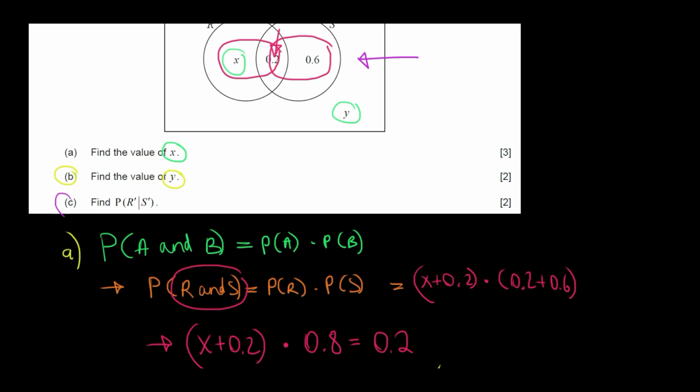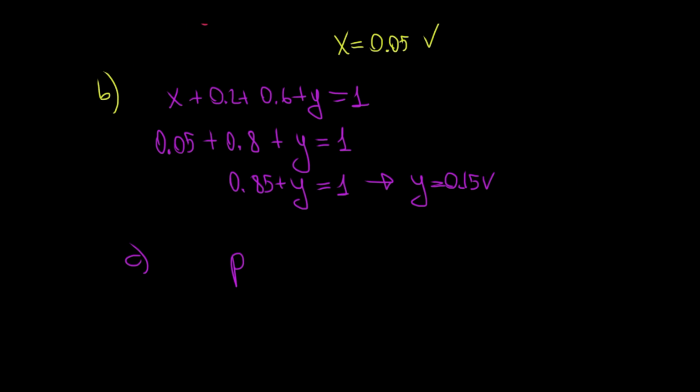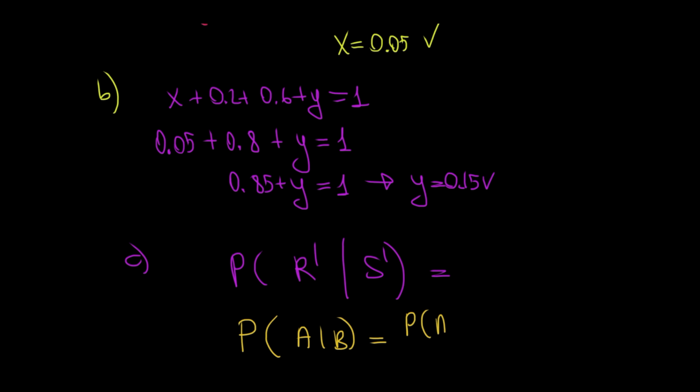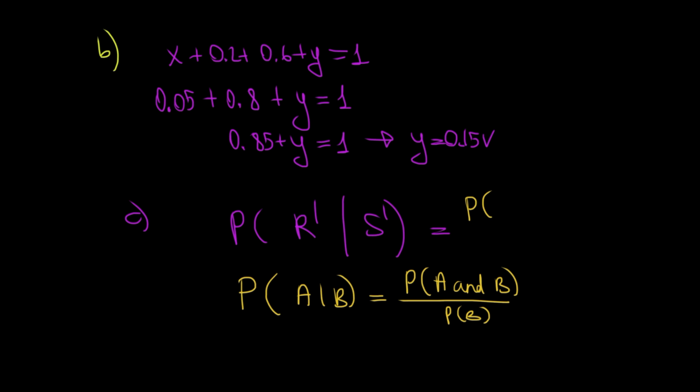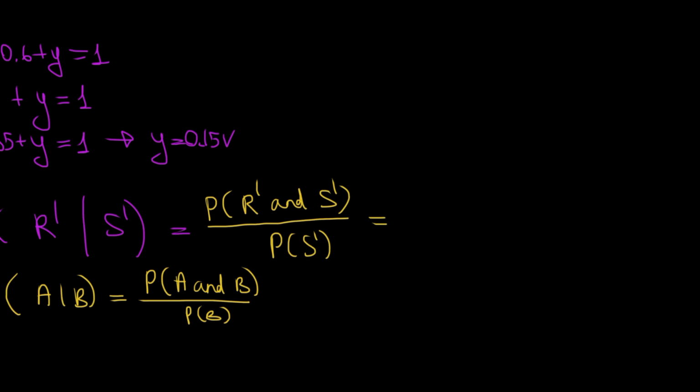And finally, find the probability of not R given not S. So let me write that. Probability of not R given not S. Well, let's go back to our conditional probability. This is the one we want to use. Probability of A given B equals probability of A and B divided by probability of B. So applying it to our context, we will have probability of not R and not S divided by the probability of not S. So I'm going to go to the diagram and try to figure it out.